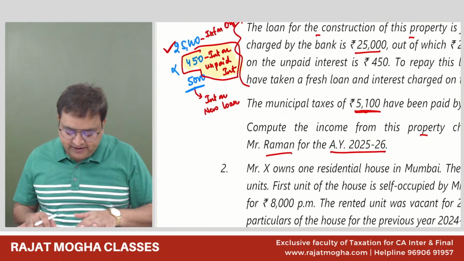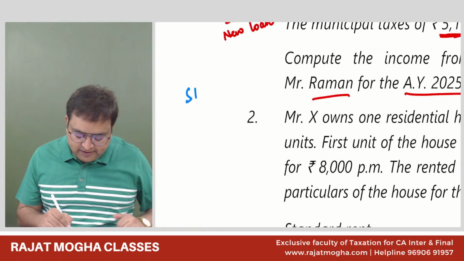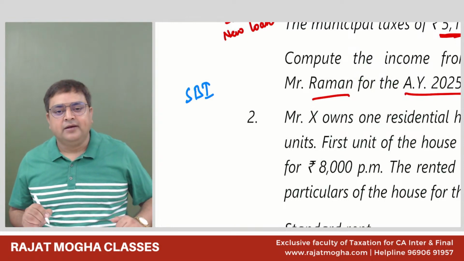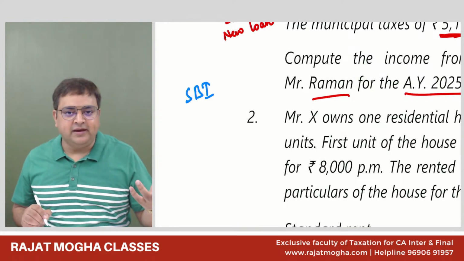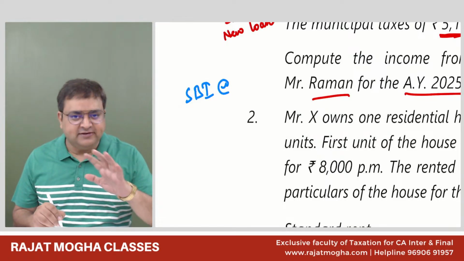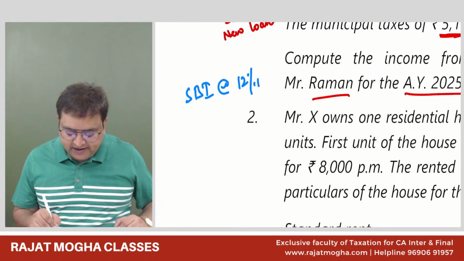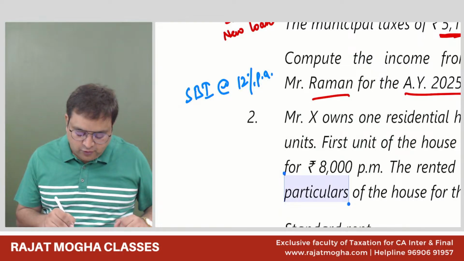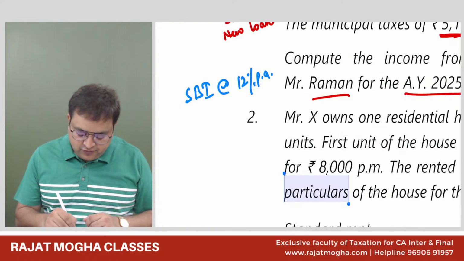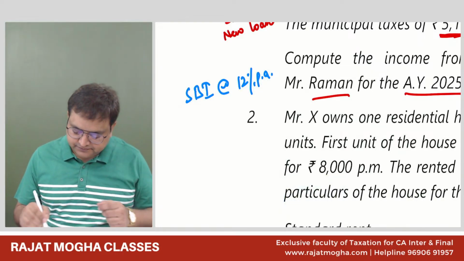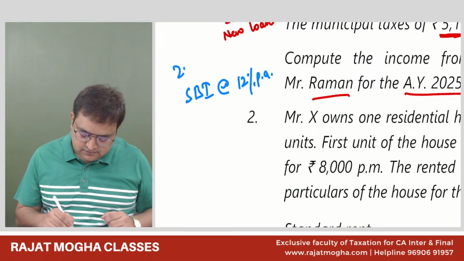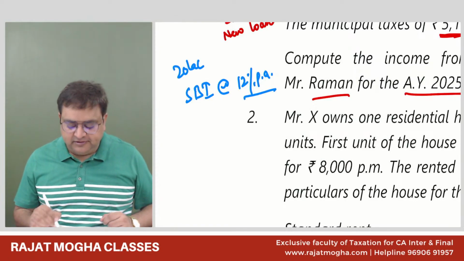Let's say, for example, the original loan you have taken from State Bank of India, SBI, at a rate of, let's say, 12% per annum. I'm just giving you an example. Let's say the loan was 20 lakh rupees. So you have taken 20 lakh rupees from SBI at 12% per annum.